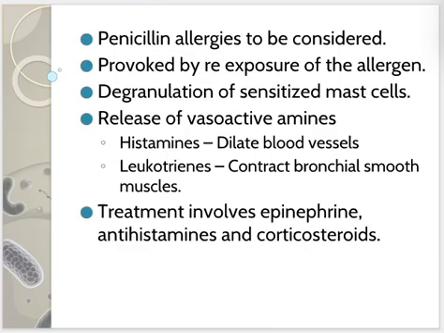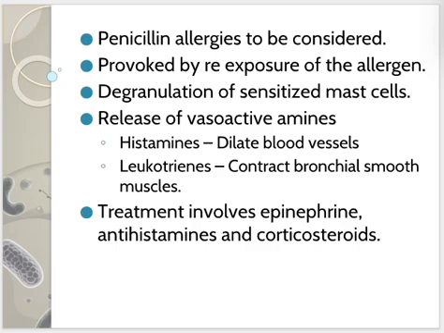Digging deeper into type 1 hypersensitivity, reactions happen when someone who's already sensitized encounters the allergen again. Mast cells release substances like histamine, which dilates blood vessels, and leukotrienes, which tighten bronchial muscles. This explains why allergies can cause swelling and breathing difficulties. Importantly, penicillin allergies are a common example to watch for. Treatments focus on counteracting these effects, using epinephrine to reverse severe reactions, antihistamines to block histamine, and corticosteroids to reduce inflammation.